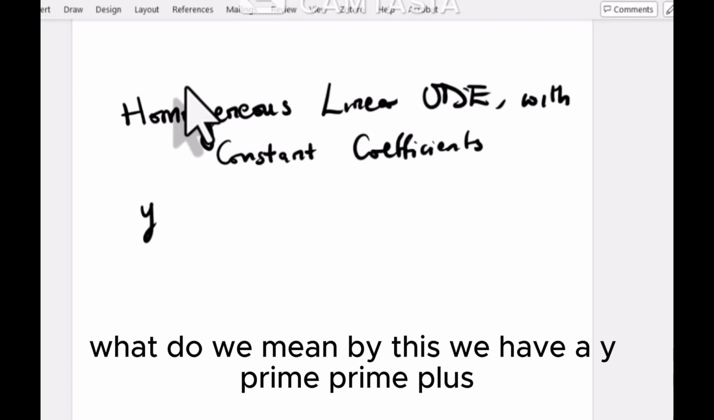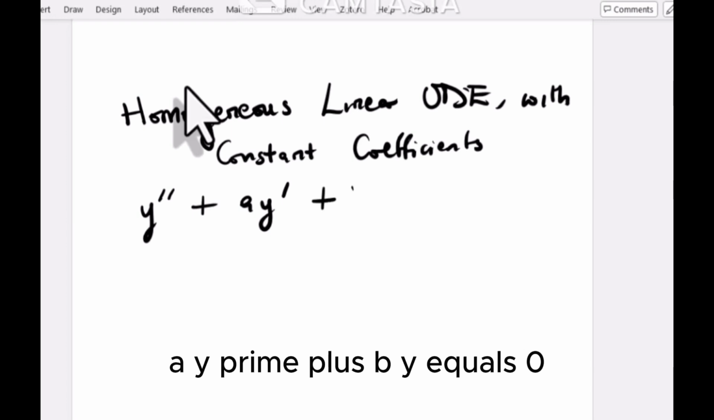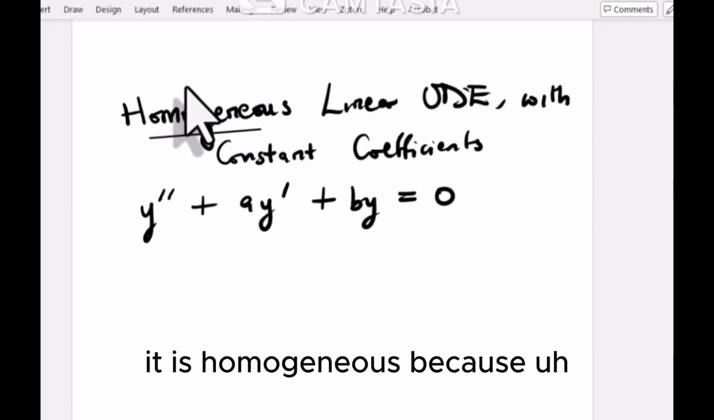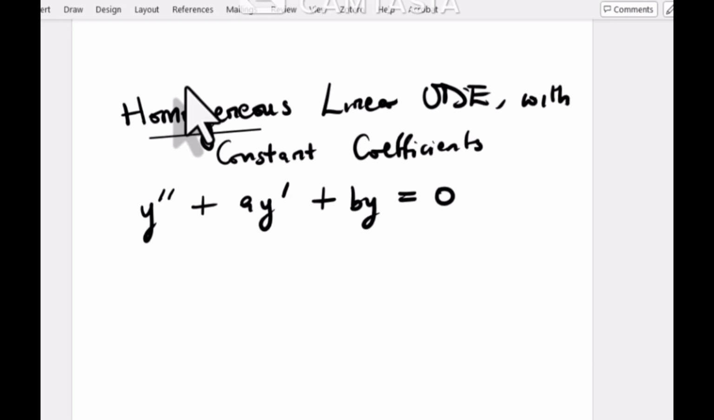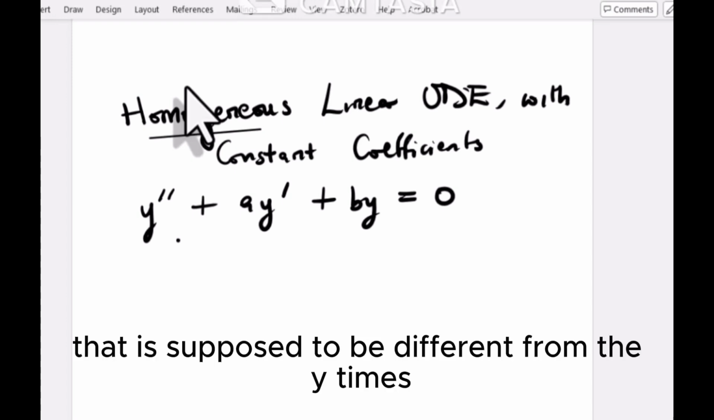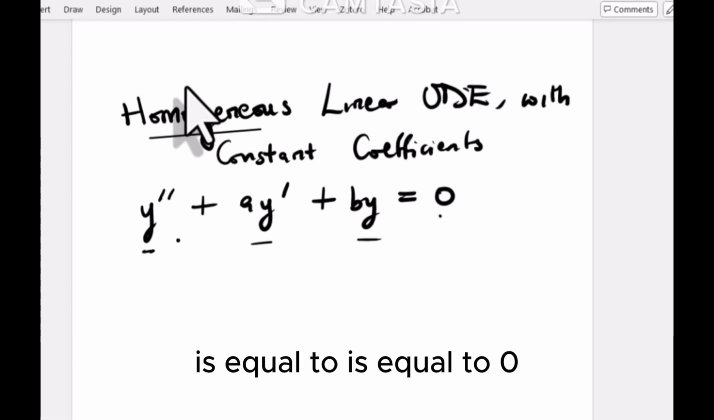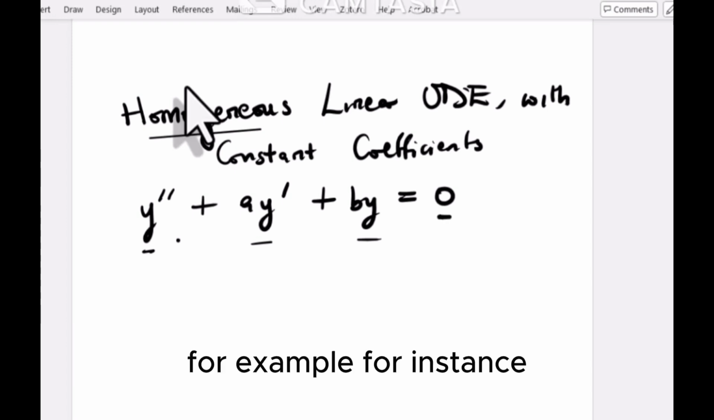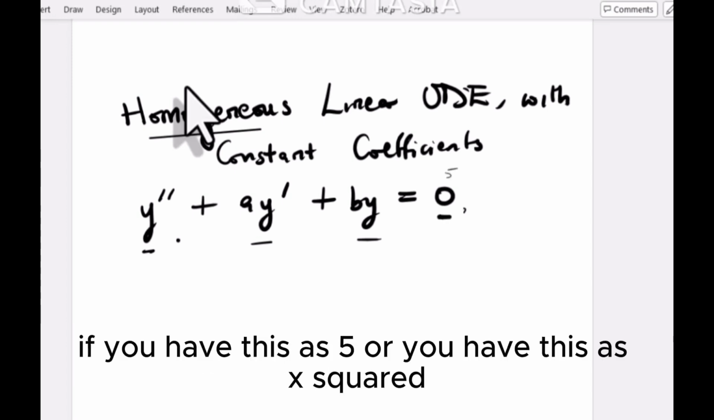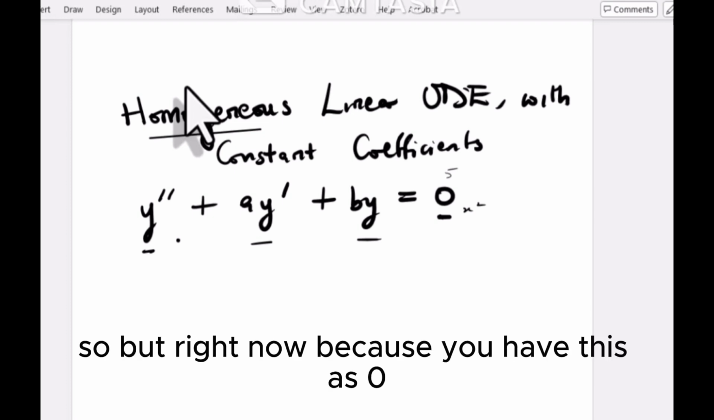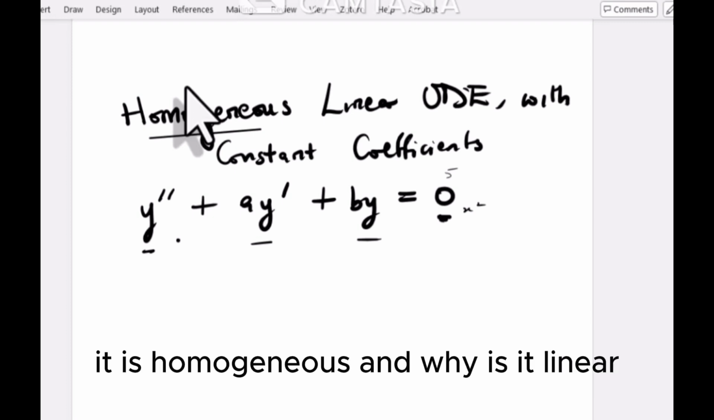We have y'' + ay' + by = 0. Why is this equation homogeneous? It is homogeneous because the term that is supposed to be different from the y terms is equal to 0. For instance, if you have this as 5 or x squared or something different from 0, then it is non-homogeneous. But right now, because you have this as 0, it is homogeneous.